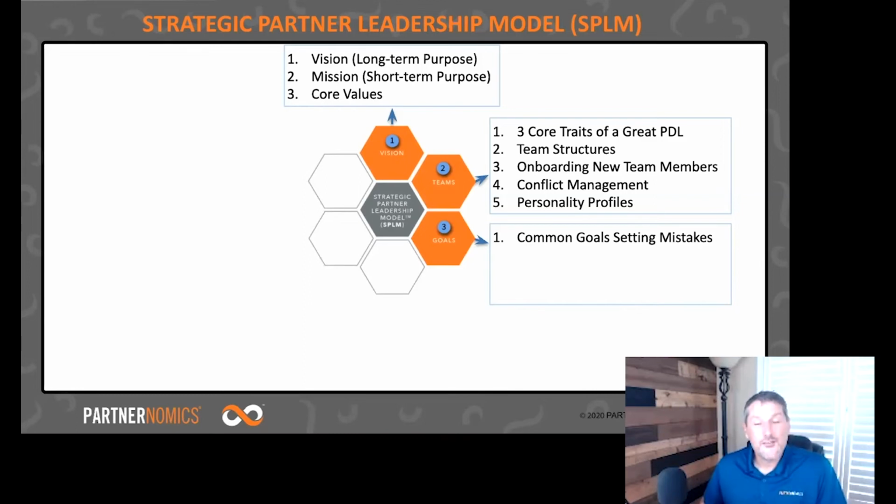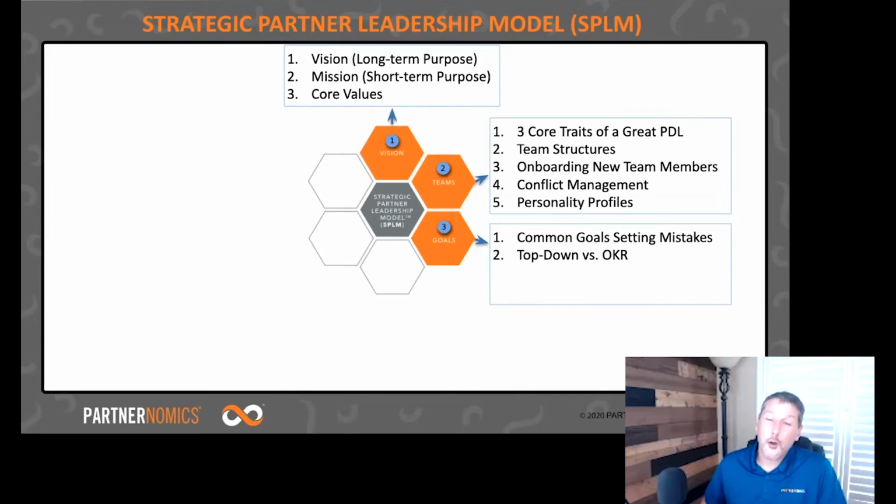So the goals element of the SPLM framework steps business leaders through a very structured, disciplined, methodical way to not only create goals, to set those goals, but also to manage the goals to make sure that they are achieved. So what are some of the different things that we talk about? What are some of the different topics?